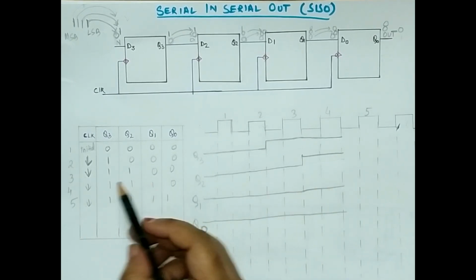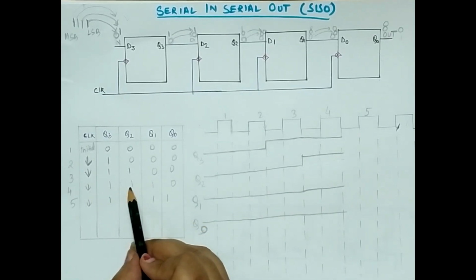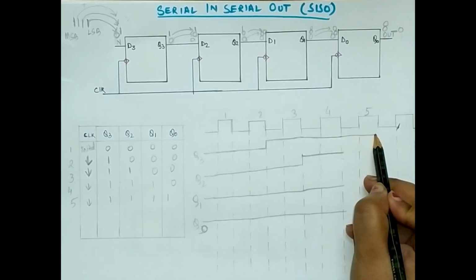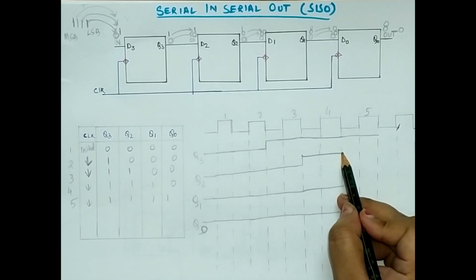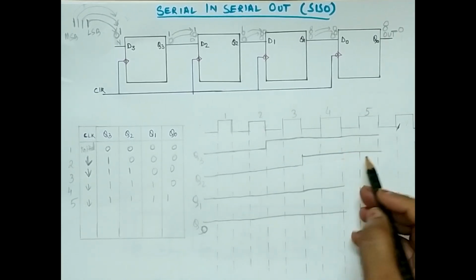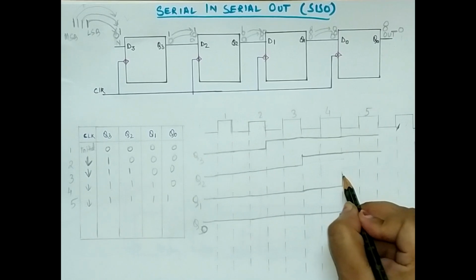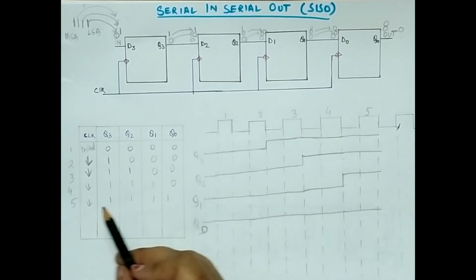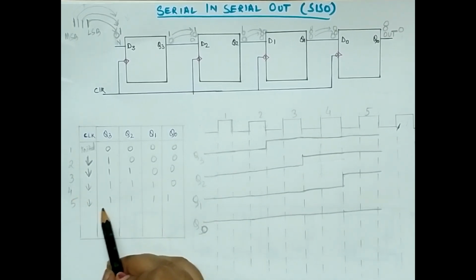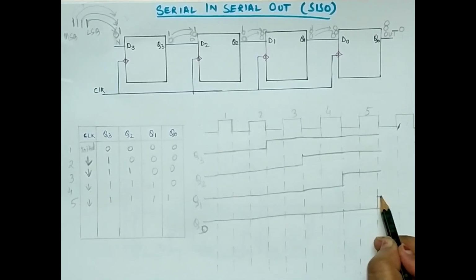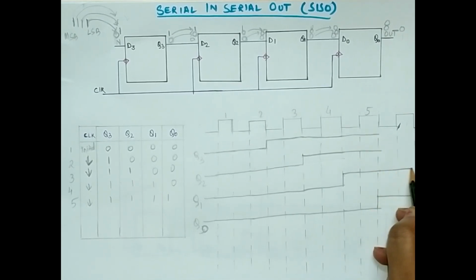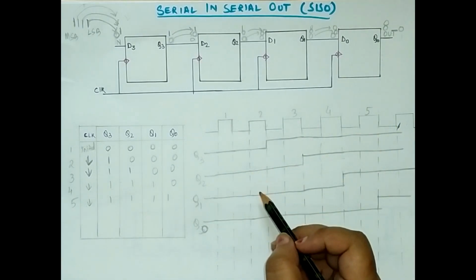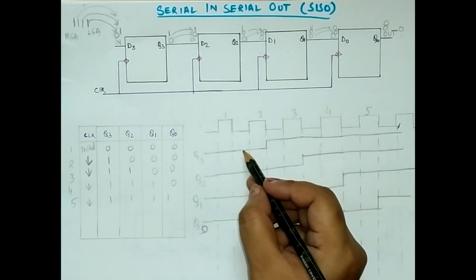Okay. Again in the fourth clock pulse, Q3, Q2 and Q1. All these three are 1. Okay. Then this will be also 1 and this will be 1 and this will be 0. Okay. Now in the last, that is in the fifth clock, all are 1. So 1, 1 and 1. Okay. So this is my timeline diagram.